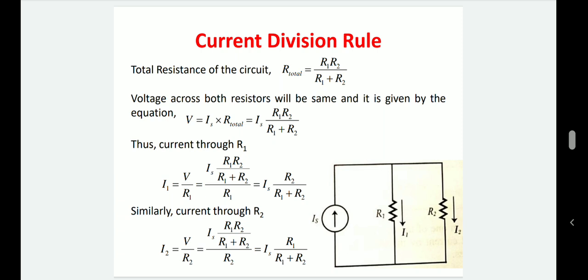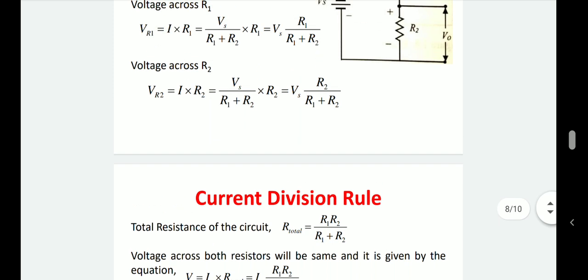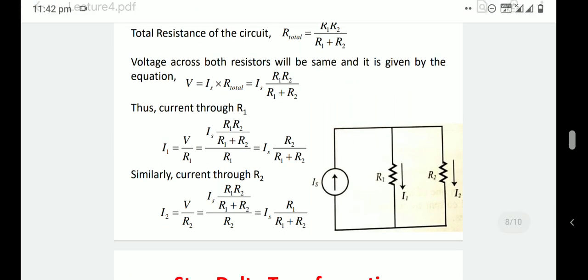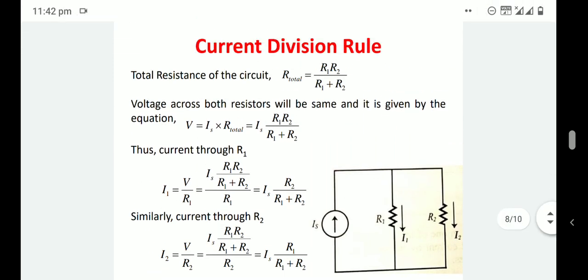That means if we want to find the current flowing through R1, we need to multiply Is with the other resistance, Is into R2 divided by the total resistance R1 plus R2.